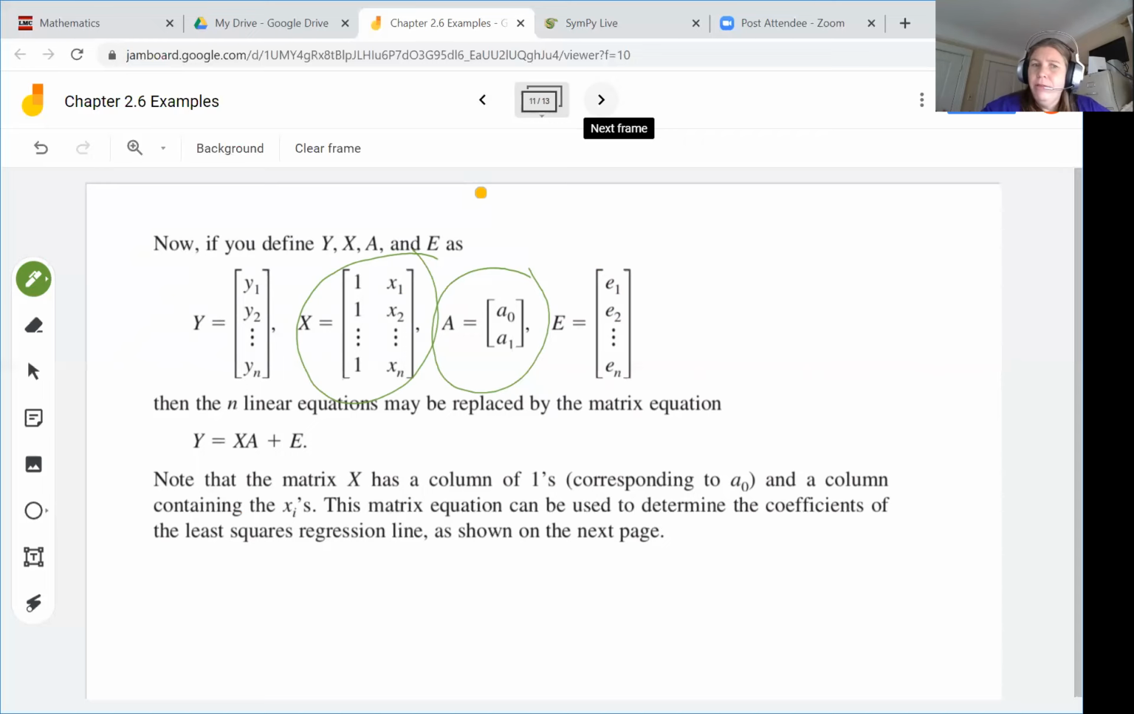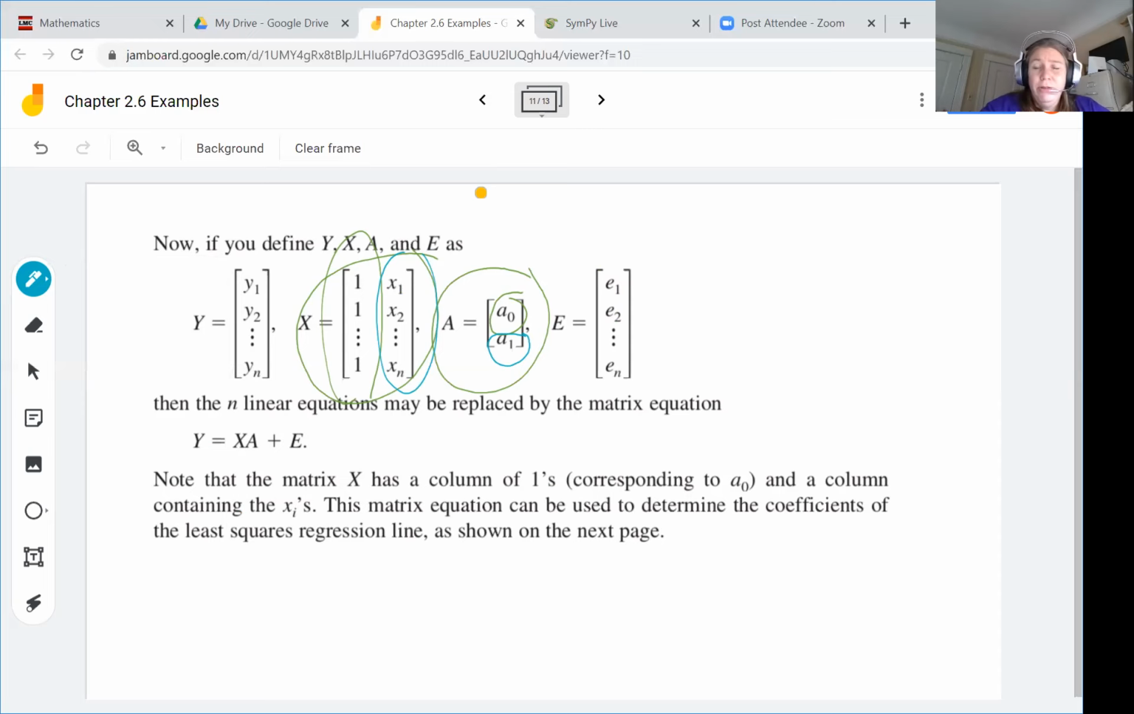So then we can think about the n linear equations represented as these matrices. Our system of linear equations is a matrix equation, and that equation is y equals XA plus E. So note that the matrix X has a column of 1s. That corresponds to the a0, because a0 times 1 will just give us the a0 value. And then the xi's correspond to the a1 coefficient multiplied by each x value. That's the slope times x part of the linear equation.